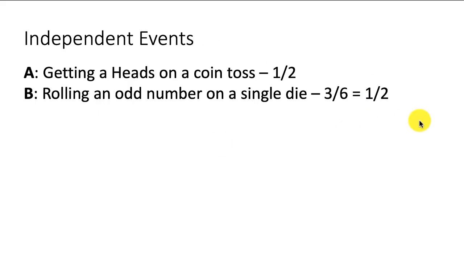And of course, a die has the numbers 1 to 6. 3 of them are even and 3 of them are odd. 1, 3, 5 are odd. 2, 4, 6 are even. And therefore, the probability of rolling an odd number on a single die is a half.